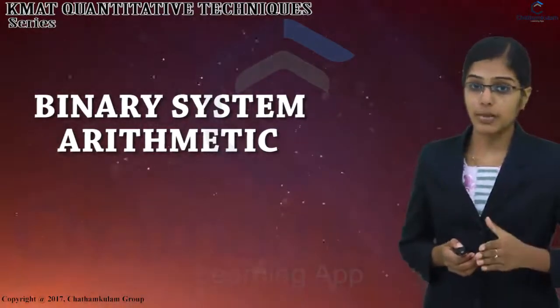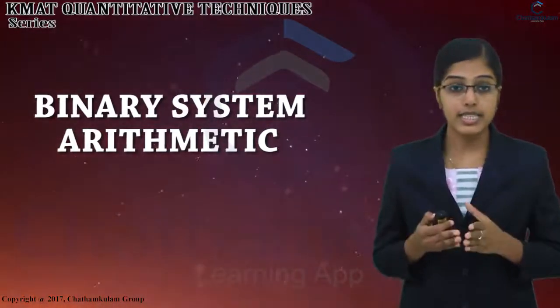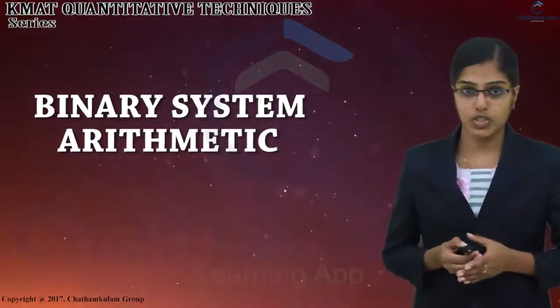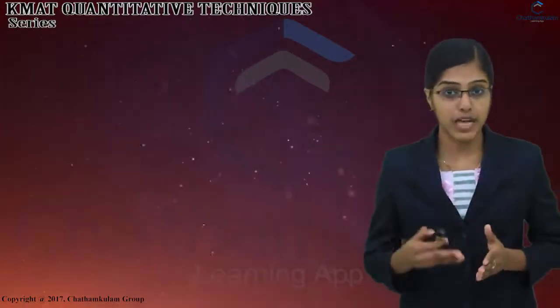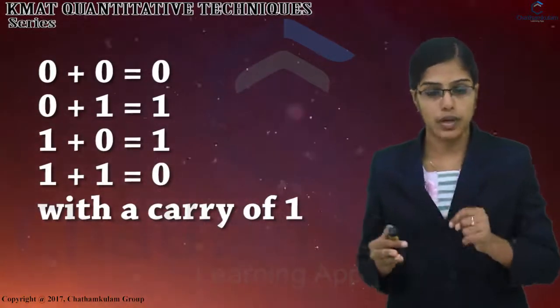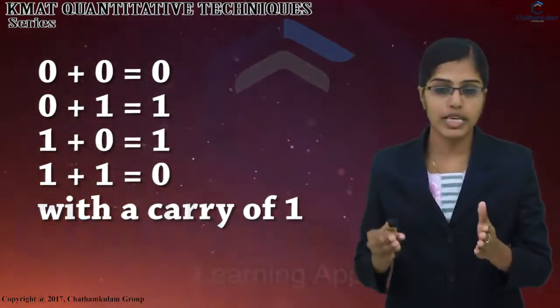The addition of numbers in any numbering system is accomplished as in the decimal system. That is, the addition starts in the least significant position, that is, the rightmost position, and any carries are added in other positions to the left as is done in the decimal system. The binary number system has 2 bits, 0 and 1 only. Therefore, the possible binary additions are 0 plus 0 is equal to 0, 0 plus 1 is equal to 1, 1 plus 0 is equal to 1, 1 plus 1 is equal to 0 with a carry of 1.